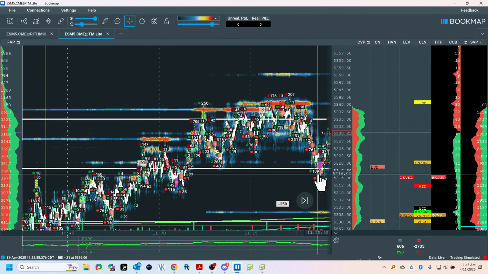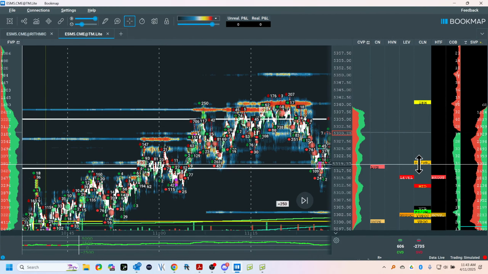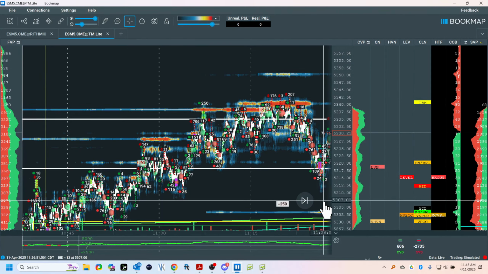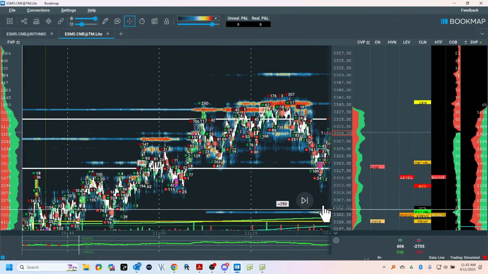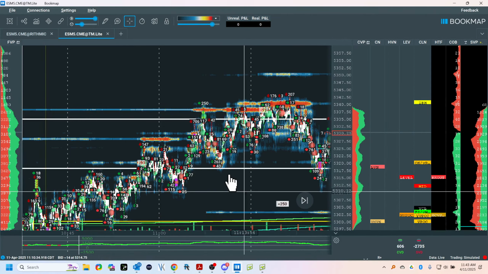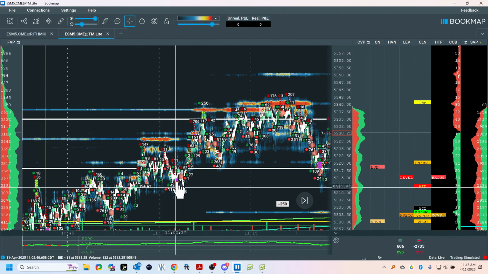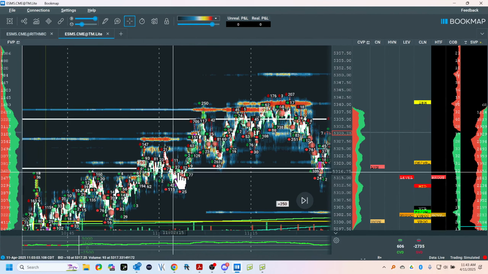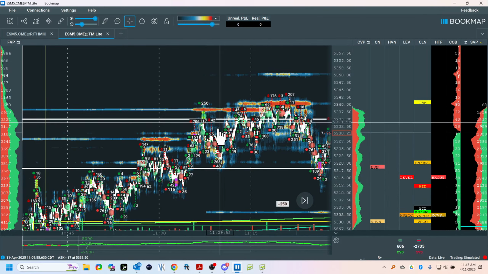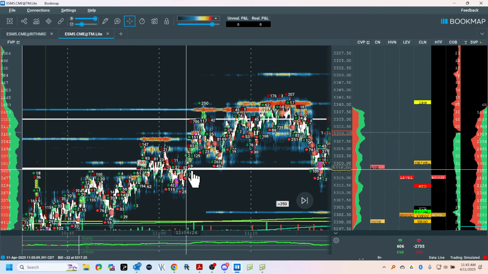Sweep. Location. Retail price. This is also a location. But what do we know? I'm above this. I'm above the current retail price. I had buyers here. They got absorbed over here. The sellers got absorbed. I broke high. I see the buyers. And my last place is here.